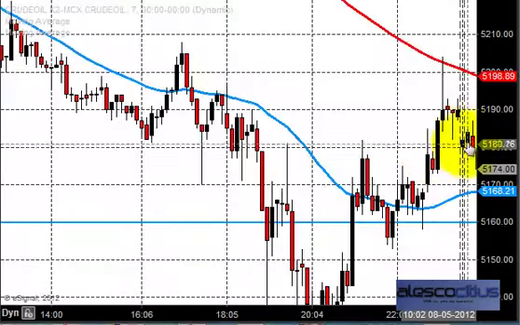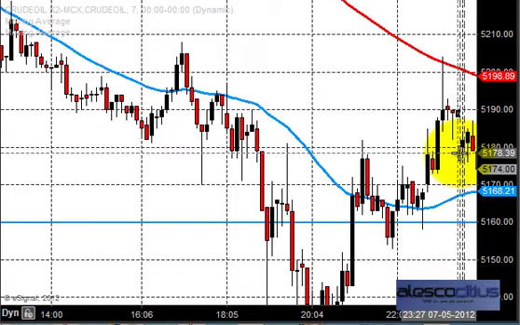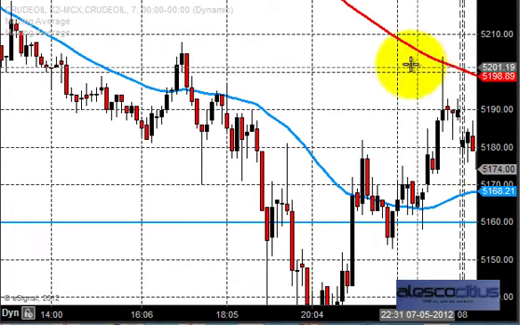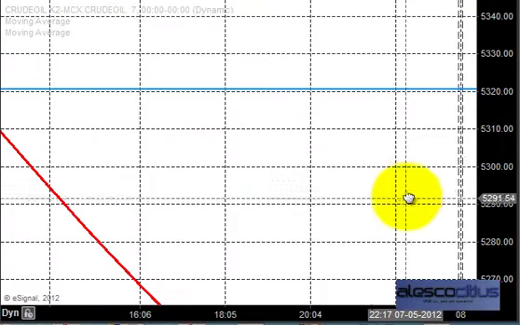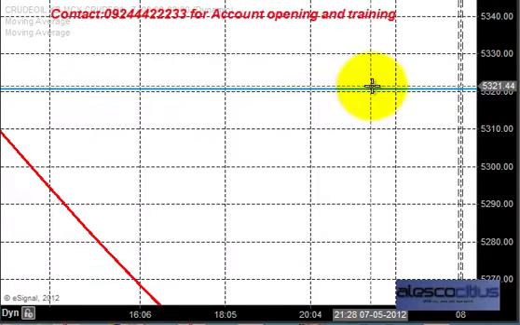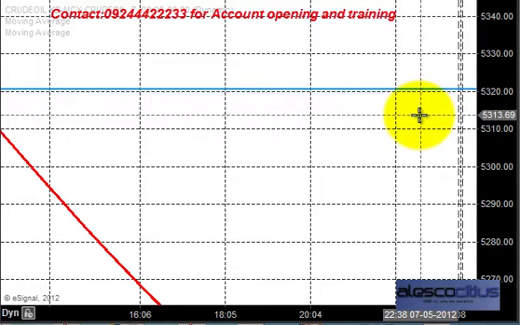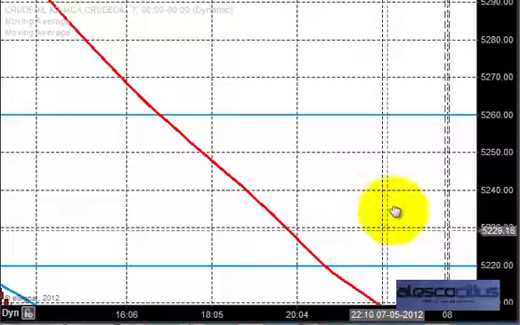This is the zone where the market opened yesterday, and we expected crude to continue its downtrend, having 5320 as a major resistance for crude oil. So we expected selling to continue till that zone. Let us see what happened after that.